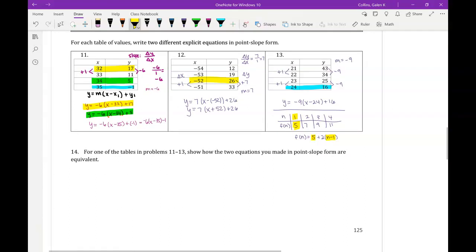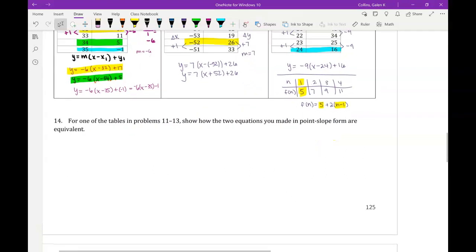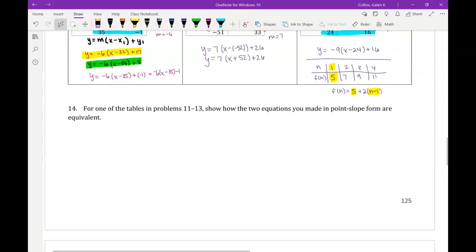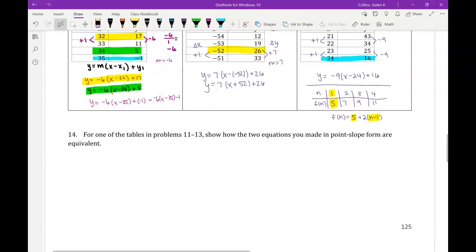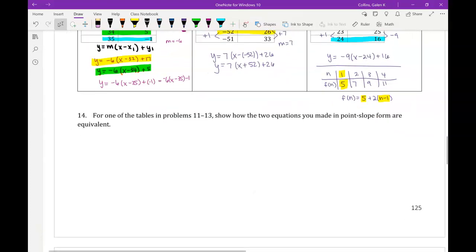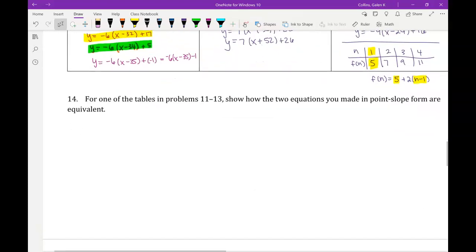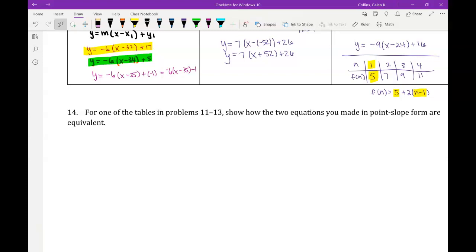Oh my goodness, there's one more problem. I don't want to do it, but we need to do it because it's really important. So in number 14, for one of the tables, so you could pick any one of them from 11 through 13, show how the two equations you made in point slope form are equal. Well, I'm going to do the one in number 11. I told you I'm tired. I'm going to choose that one because that's the only one for which I wrote 2 equations. You could pick something else if you want. I am going to use a calculator to do part of this though. Probably just one off screen.